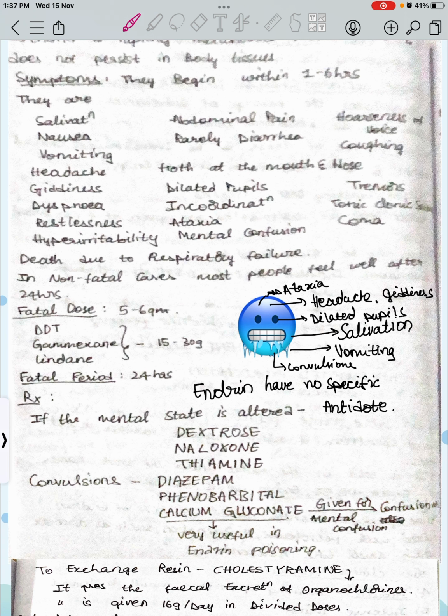For remembering the symptoms of organochlorine poisoning, I kept this emoji, but only a few symptoms can be remembered by seeing this emoji. Those are ataxia, headache, giddiness, dilated pupil, salivation, vomiting, and convulsions.